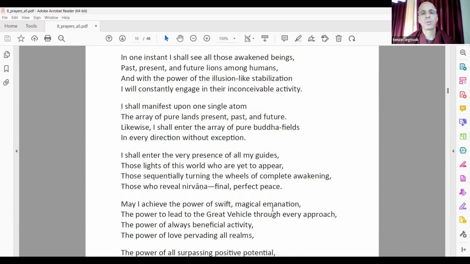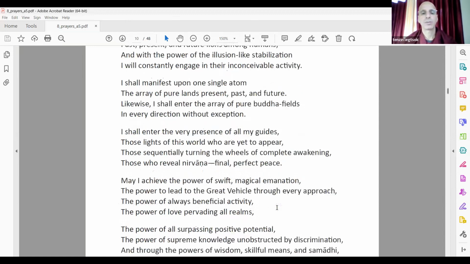I shall manifest upon one single atom the array of pure lands, present, past, and future. Likewise, I shall enter the array of pure Buddha fields in every direction without exception. I shall enter the very presence of all my guides, those lights of this world who are yet to appear, those sequentially turning the wheels of complete awakening, those who reveal nirvana, final perfect peace.